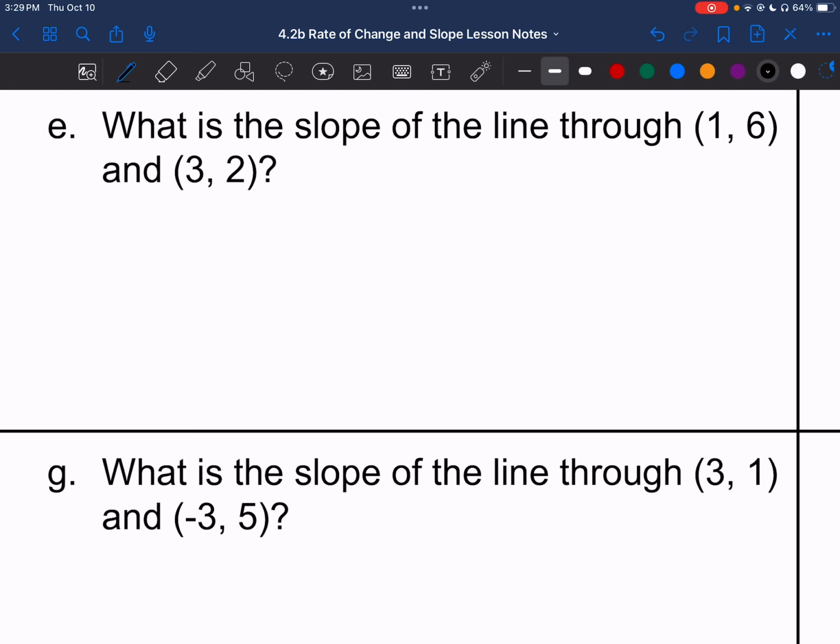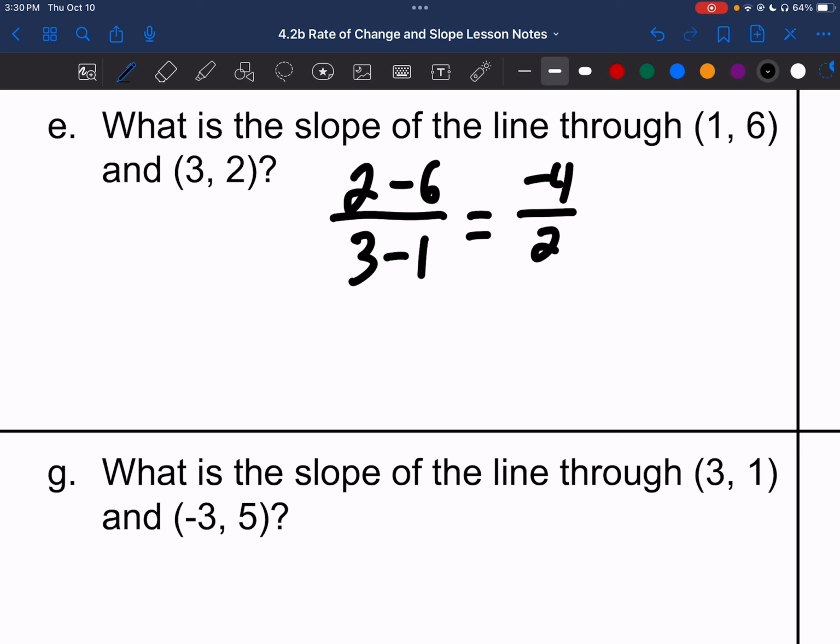All right, letter E. We're going to do 2 minus 6 over 3 minus 1. That gives me negative 4 over 2, and that's going to reduce to negative 2 over 1. Now, you can write it as negative 2 over 1. You can simplify it and just say that it's negative 2. Either way, it would be acceptable. Writing it this way does give you that little bit of a verbal cue or visual cue that you have a denominator of 1. So when you're going down 2, you're going to move to the right 1 in terms of graphing. It just gives you a little visual representation for it.